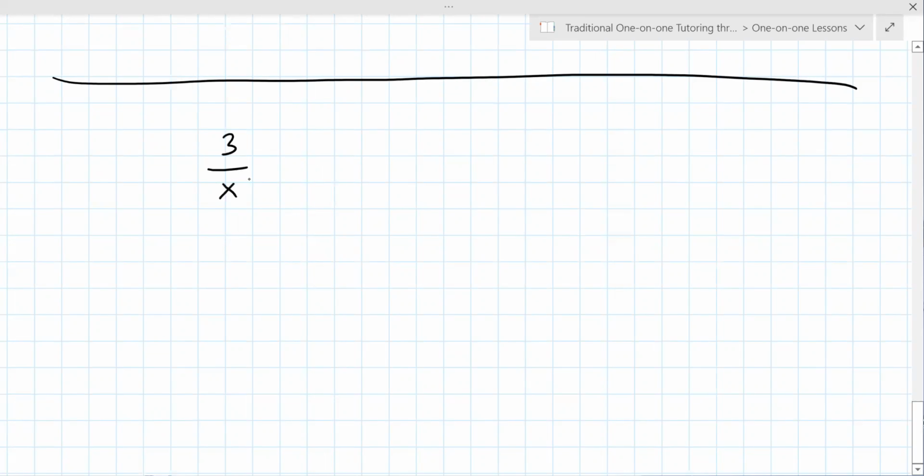3 over x equals 21 on the right. Okay, let me guess that. Go ahead and work it out, please. Okay.